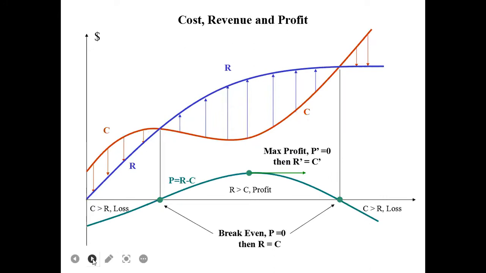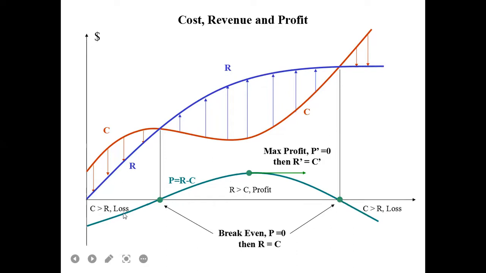On the cost, revenue, and profit relationship, we must know the break-even point, where the two curves meet together. There are two curves, C is the cost curve and R is the revenue curve. In this region, revenue is greater than cost, so there is profit. But in this part, cost is greater than revenue, so there is loss. And here cost is also greater than revenue on this curve.